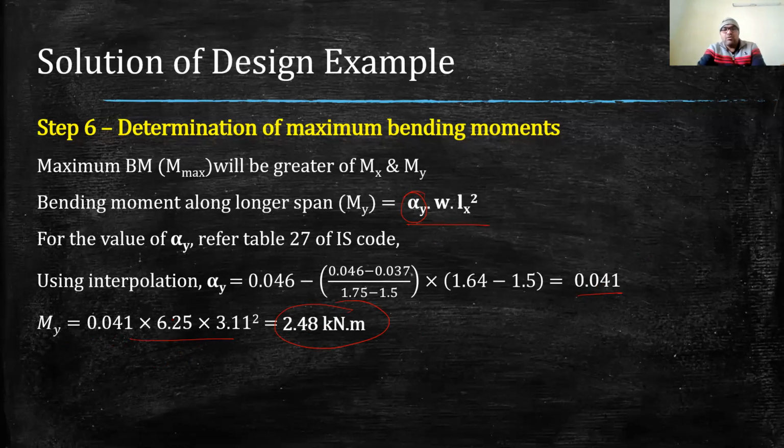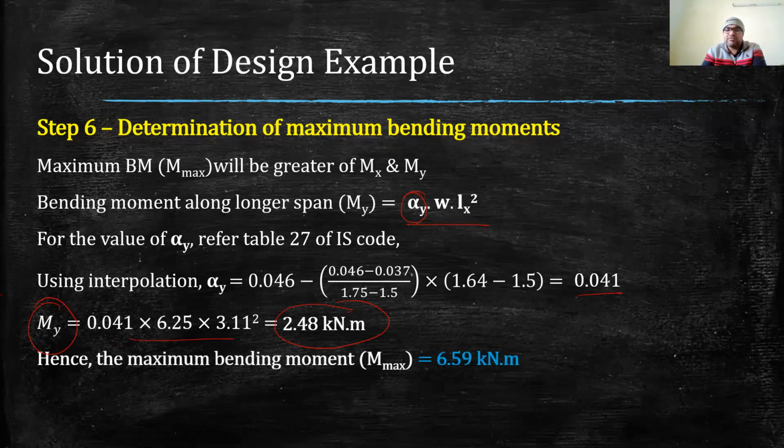Now we have calculated My and we have calculated Mx. The larger value of Mx and My will be Mx, and that is the maximum bending moment. That is what we are required to find out in this step. That is the value for which we will now check the depth. But we will be doing that in the next part.